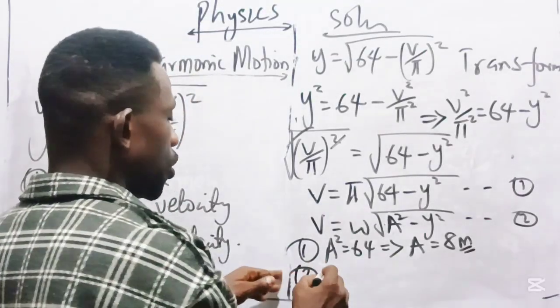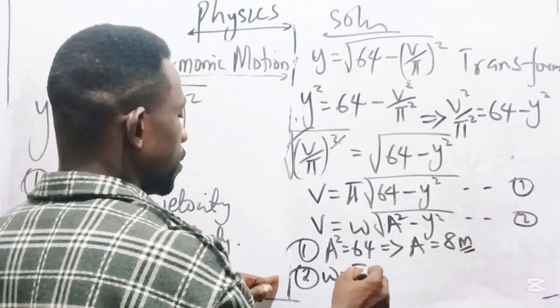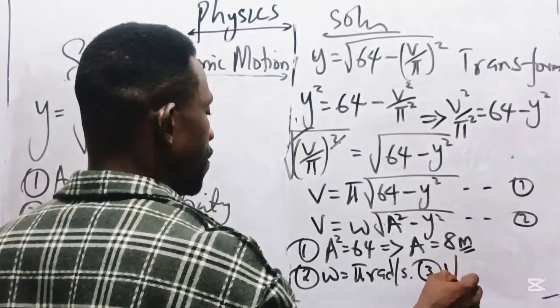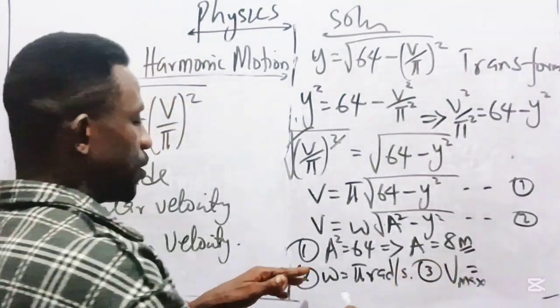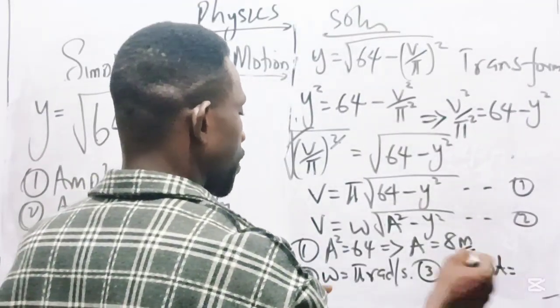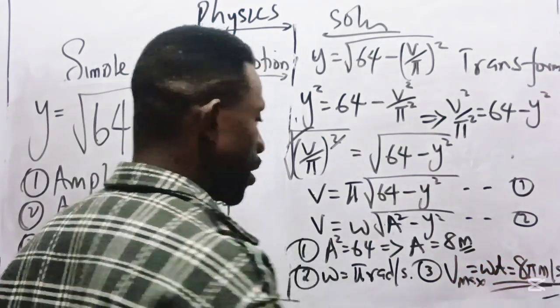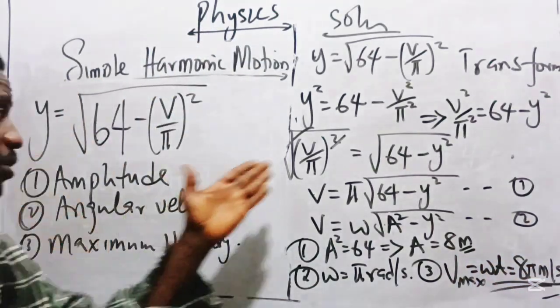Number 2, w is equal to pi radian per second. Then number 3 is equal to v max, which is Aw, which is 8 pi meter per second. So that is how we solve these questions.